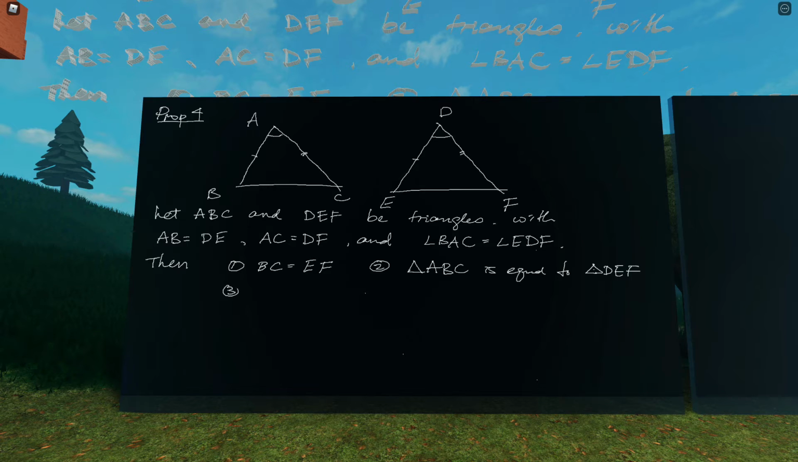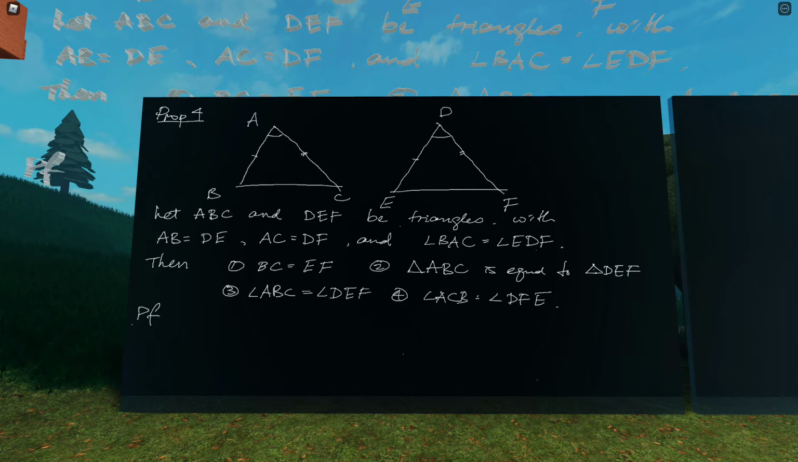and he also adds two more statements, right? Just to say that the other two angles are also equal. So angle ABC is equal to angle DEF, and angle ACB, right, is equal to angle DFE.